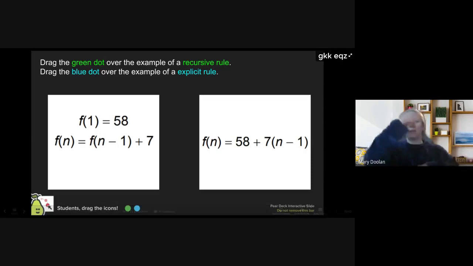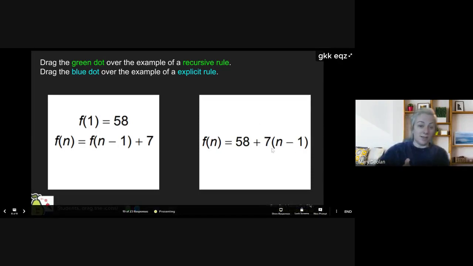You have to know something before to get the next thing. For over here, this one does not have any f's on the right-hand side. There's no function of anything. There's n minus 1, but that just means I subtract 1 from whatever number this is. If this number n equals 47, well then right here in these parentheses, I'm going to put 46. That's all this means. So that function part is another giveaway that this is the recursive and this is the explicit.